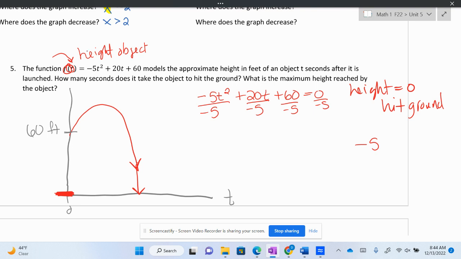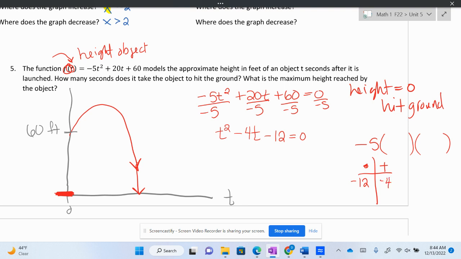So negative 5t squared divided by negative 5 is just now t squared. Positive 20t divided by negative 5 is now negative 4t. And positive 60 divided by negative 5 is now negative 12 equals 0. So now I'm going to go to my times-plus chart because I know that the factors that I choose are the factors that I use. What number am I putting on the times side? Negative 12.